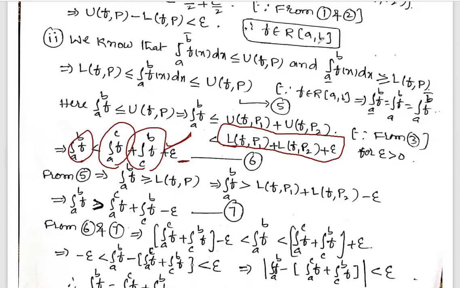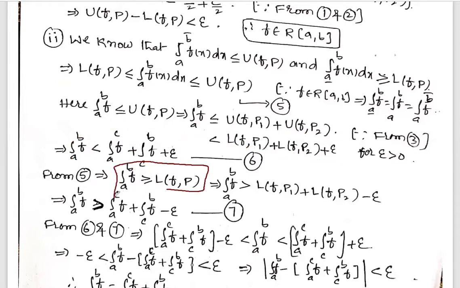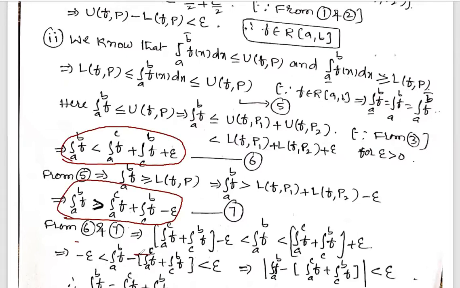Next, you have to look into LPF. What is that? Integral a to b, which is greater than or equal to LFP. So integral a to b is greater than or equal to L(F,P1) plus L(F,P2) minus epsilon. So when you add these 6 and 7, what is it that you'll get from 6 and 7? See, this one, you'll get this equation. When you solve, you will have integral a to b f is equal to integral a to c f plus integral c to b f. Okay, I think I'm clear till here.